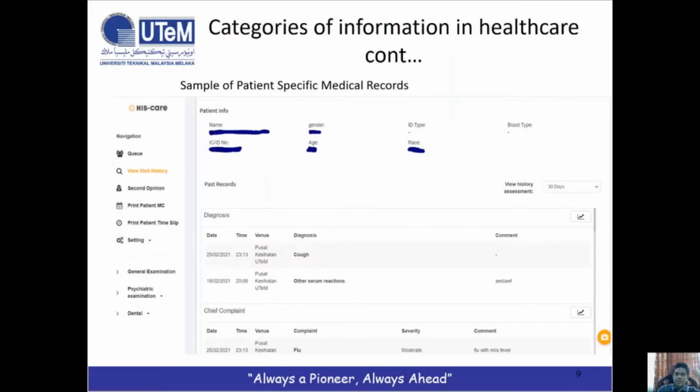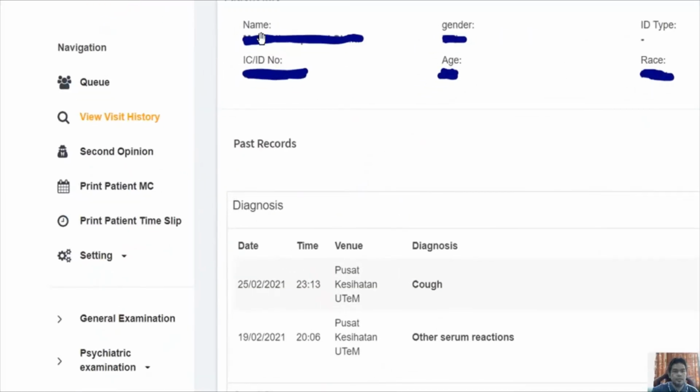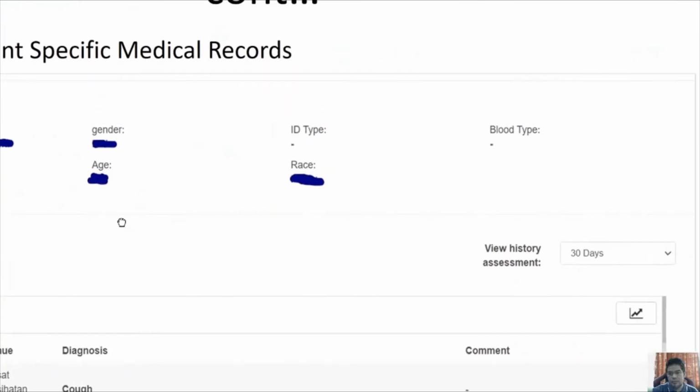Okay, this is an example of a specific medical record. When you go to the hospital, this is an example of a hospital information system, a healthcare information system. This is the patient info: your name, IC, gender, age, race, and blood type.